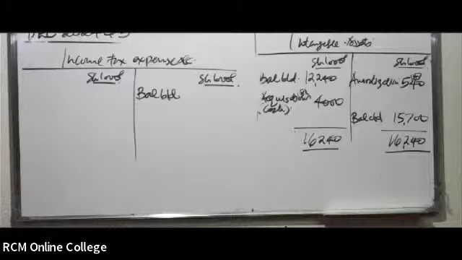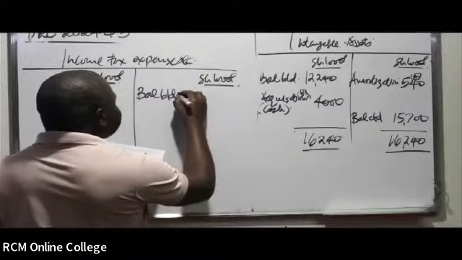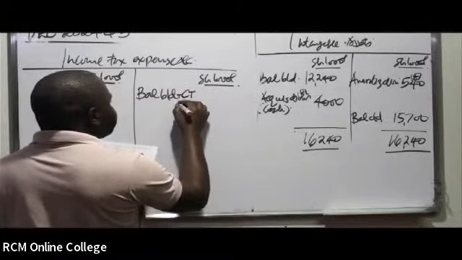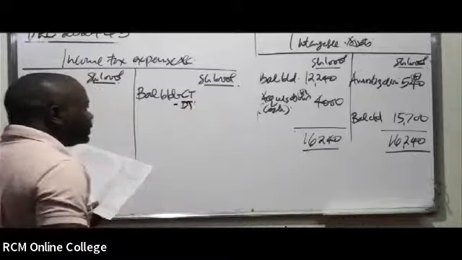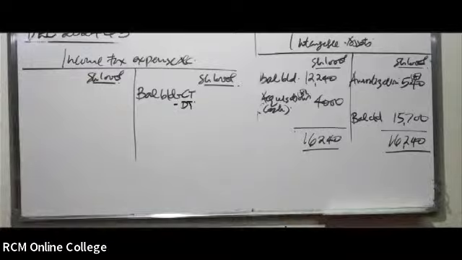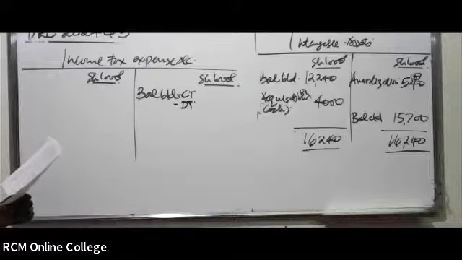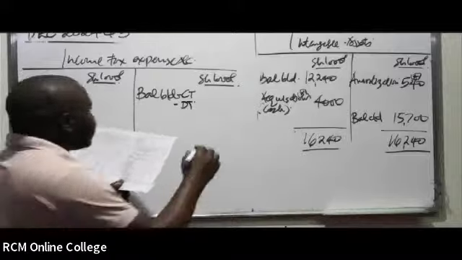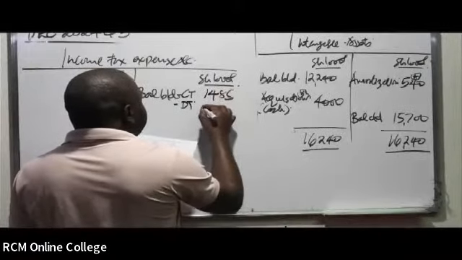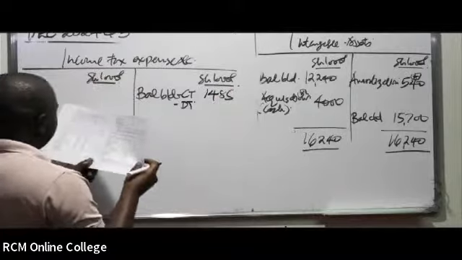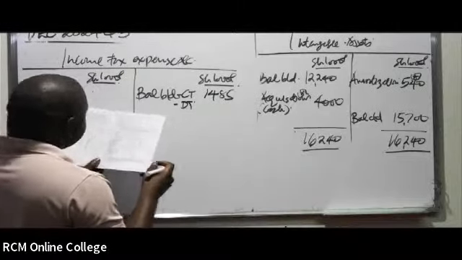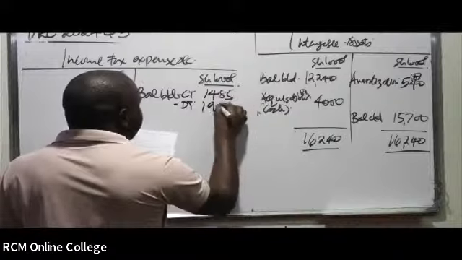And therefore, in this case, you have two of them. You have CT, current tax, and then DT, deferred tax. For CT, you can see the opening balance is 1485. And the opening balance for deferred tax is 1955.